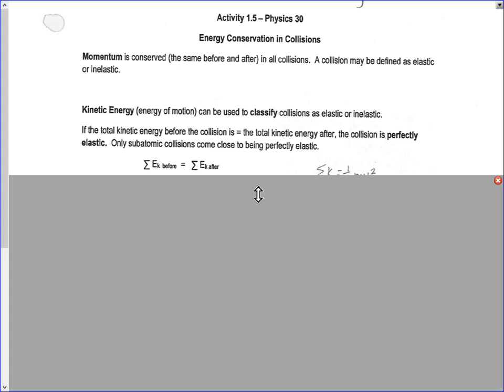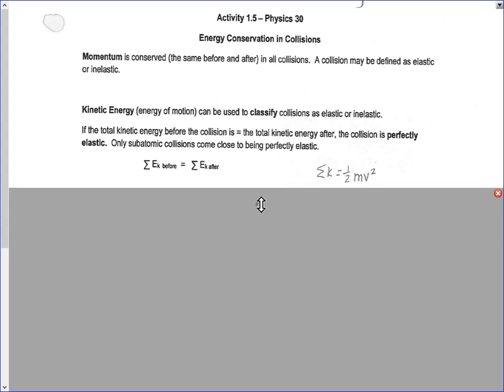And in case you have forgotten, kinetic energy can be found using the formula 1/2 mv squared. So the sum would be 1/2 mv squared for the first object plus 1/2 mv squared of the second object.